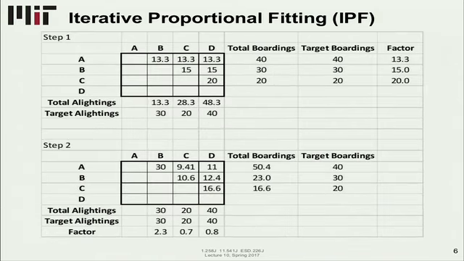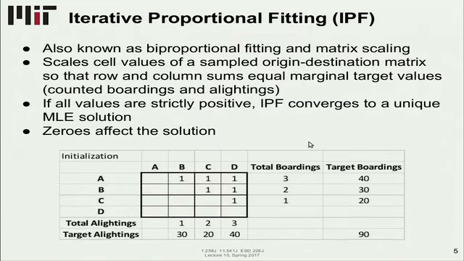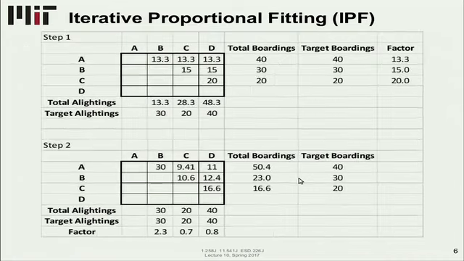So what we do, the algorithm for iterative proportional fitting, it calculates a scaling factor for each row. We start with rows, and we say, well, we need to scale up everything on the first row by 40 over 3, so that that number adds up to 40. And you calculate the scaling factor for each row and apply it to the cells in the matrix. And of course, the sum of cells column-wise is not going to add up to the target alightings. So the second step is to apply the same procedure on the columns.